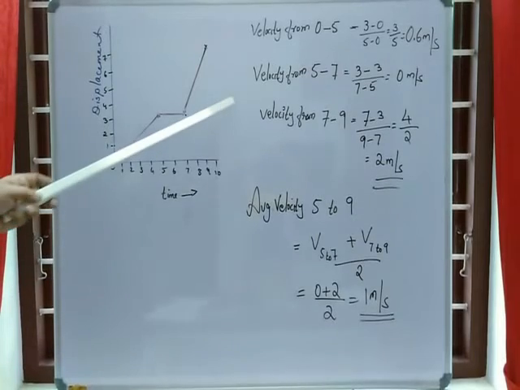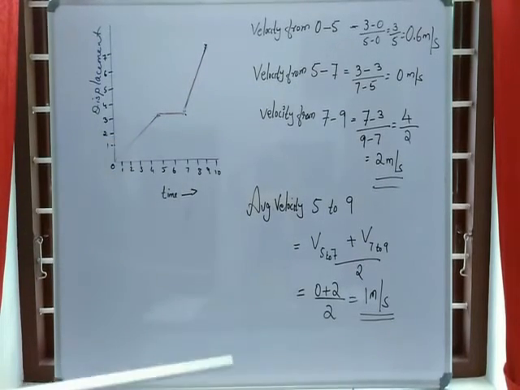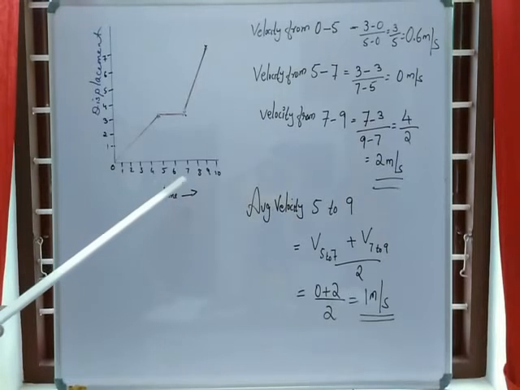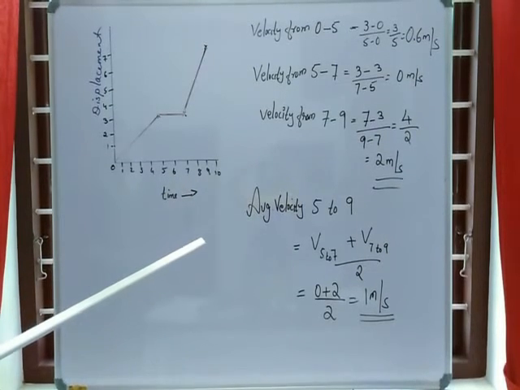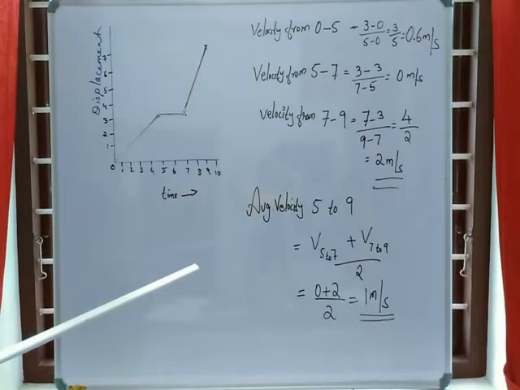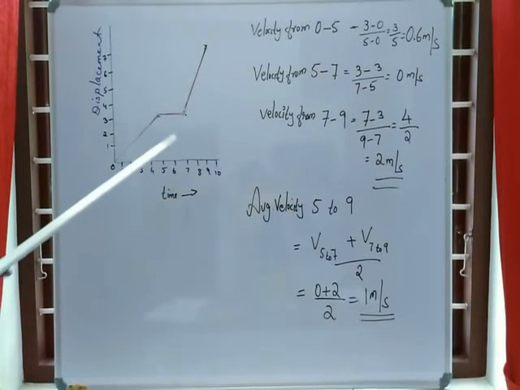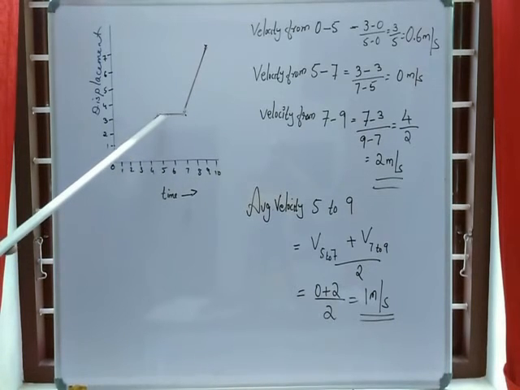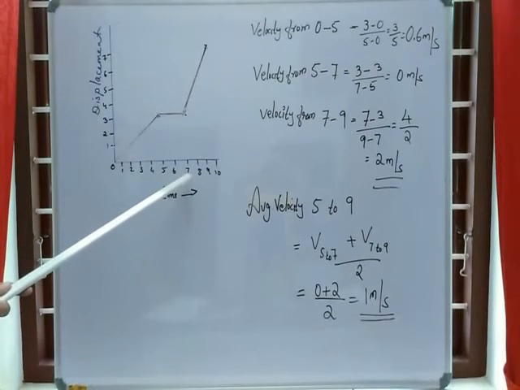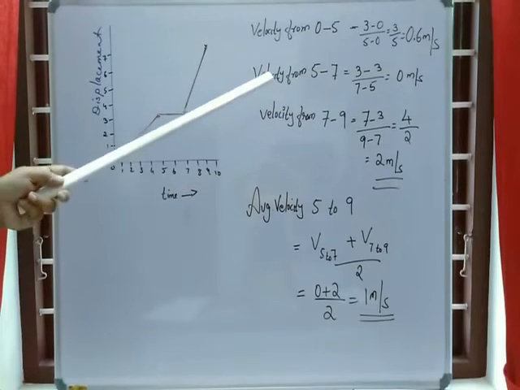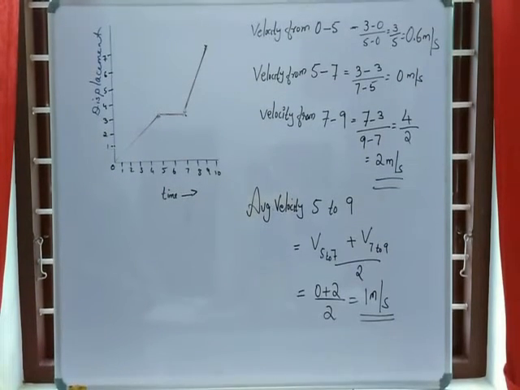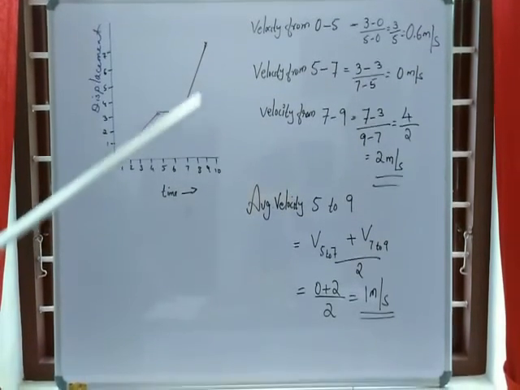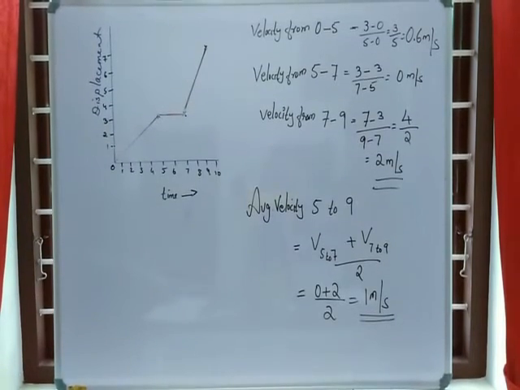Second is velocity from 5 to 7, that is from 5th second to 7th second. Again same formula, displacement by time. Final displacement minus initial displacement. Finally it is at 3, initially also at 3. So 3 minus 3 by final time minus initial time, 7 minus 5. 3 minus 3 is 0. So any number, if the numerator is 0, the answer will be 0.